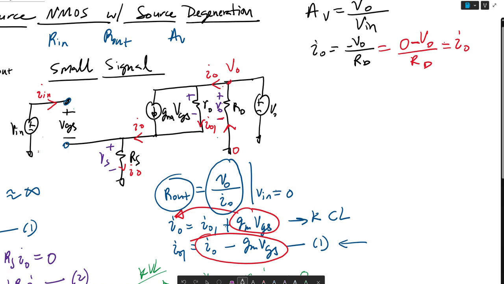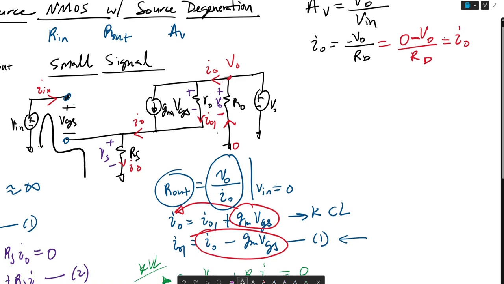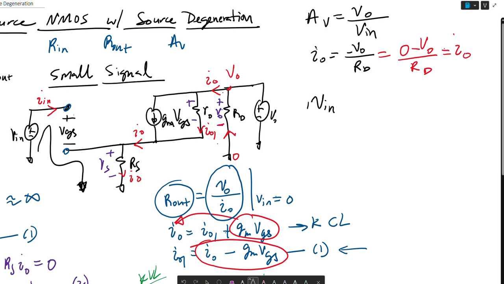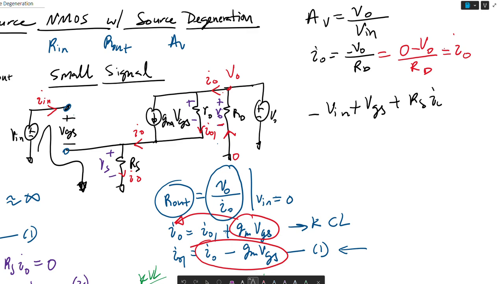So we can consider the loop here, and that's equal to minus VN plus VGS plus RS IO, again, is equal to 0.